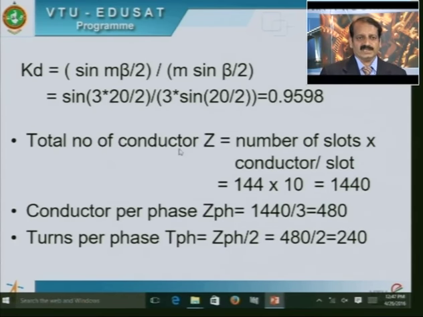Total number of conductors Z is given by number of slots into conductors per slot. Here we have 144 slots and 10 conductors per slot. So, we will get 1440. Conductors per phase is equal to Z phase, which is equal to 1440 divided by 3, which is equal to 480.